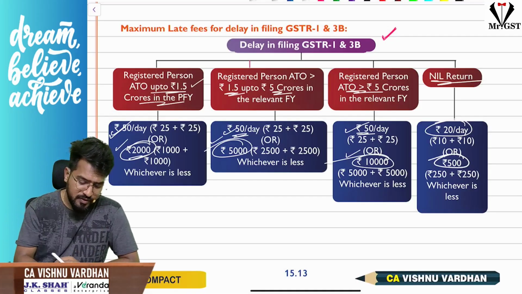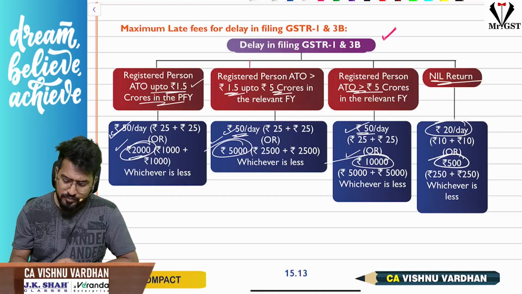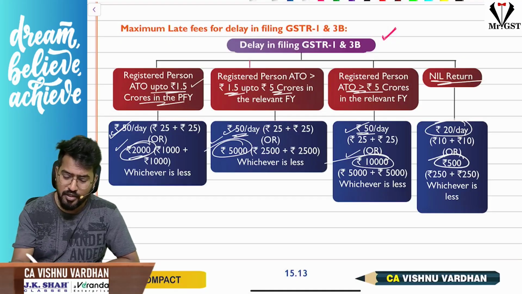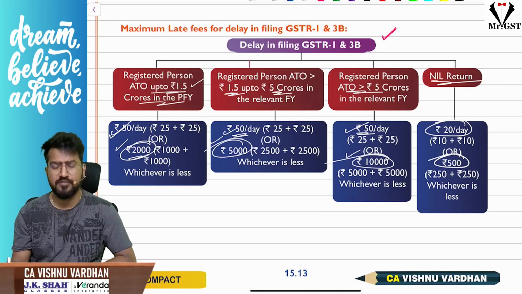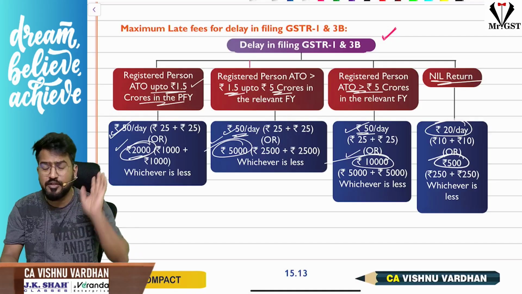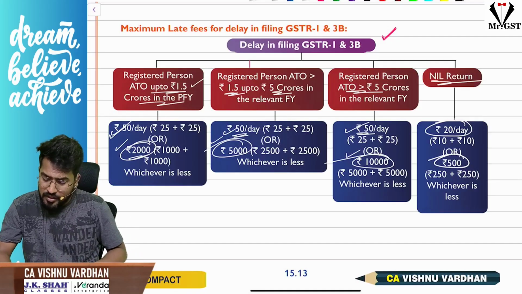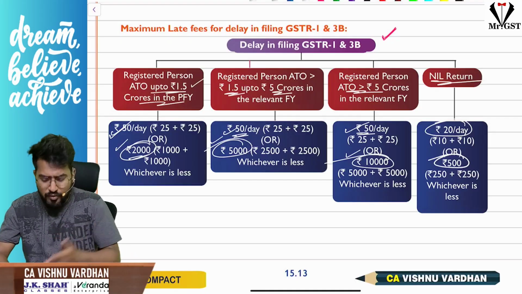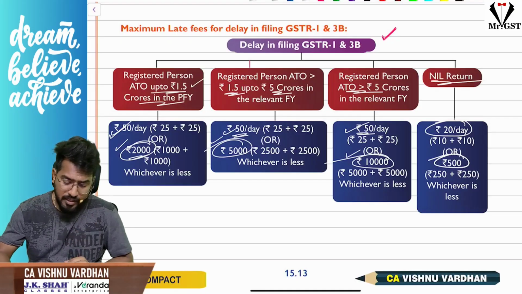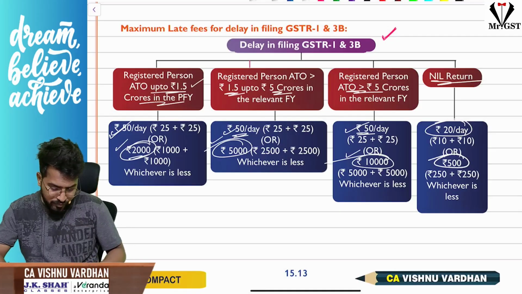GSTR 7 late fees also has been given here, other than nil return, because if it is a nil return, that late fees can be waived off. So 50 rupees per day, 25 plus 25, and 2000 rupees, 1000 plus 1000, whichever is less. GSTR 8 late fees we have seen already in the e-commerce transactions chapter. If you want, here also in the book you can write down GSTR 8 late fees.